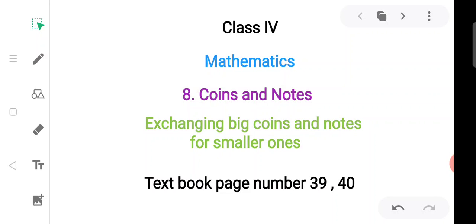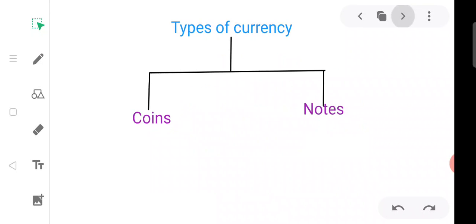Today we will start a new chapter, coins and notes. You have learned about coins and notes in the previous class. Today we will see more about coins and notes. In India we use rupees and coins, that means coins and notes. And see, this is the symbol of rupees.